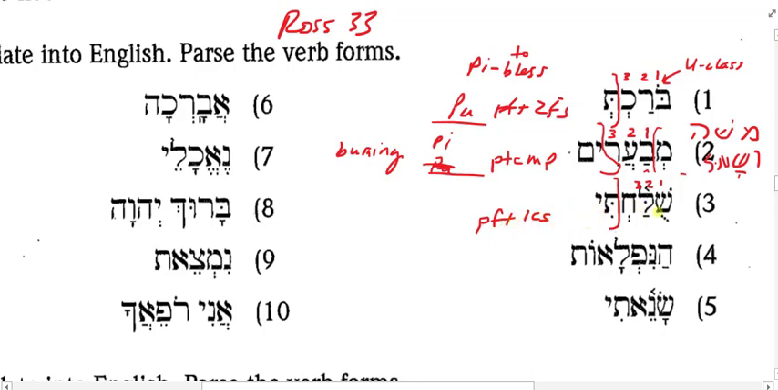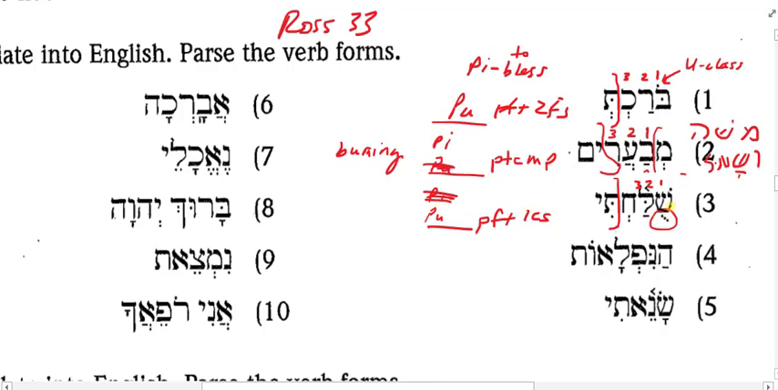Perfect 1CS. Now, I've got to know the stem, though. What do I look for here? Got to look at the vowel pointing. What's in root 2? Doubling dot. What does that commit me to? Piel or pual. All right. And then I look at the root 1 vowel. That's kibbutz. That's pual, right? Good. So we got it.